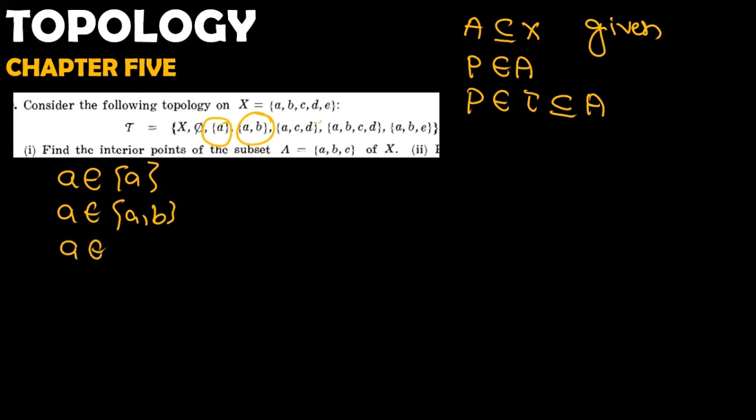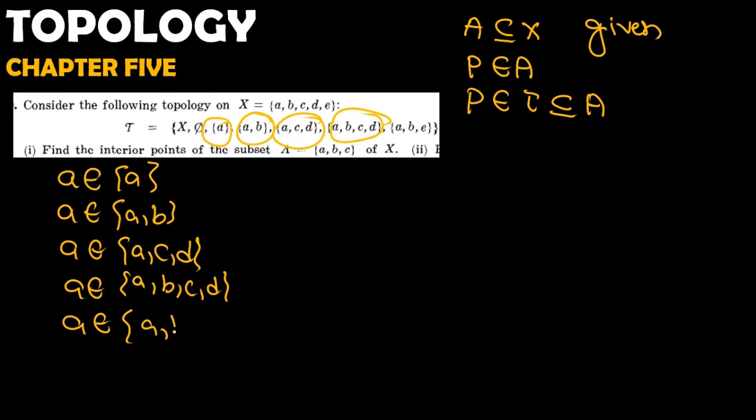Similarly, A belongs to ABC, ACD, CD. Similarly, A belongs to AB, A, B, C, and D. Similarly, A belongs to A, B, and so these are all the open subsets containing A in tau. So the next step is to find those open subsets which are a subset of A.